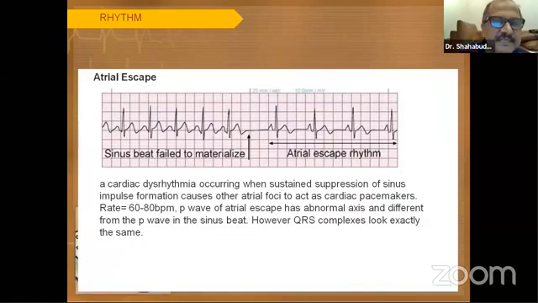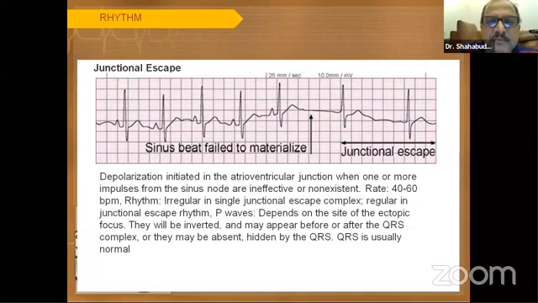And atrial escape: here there is PQRS, but there is missing of the P waves. So there is an escape of the atrial rhythm. Junctional rhythm: PQRS, but here is an escape beat. If you look at this beat, it is not followed by a P wave, and it arises from the junctional tissue. So this is sinus rhythm followed by a junctional rhythm.